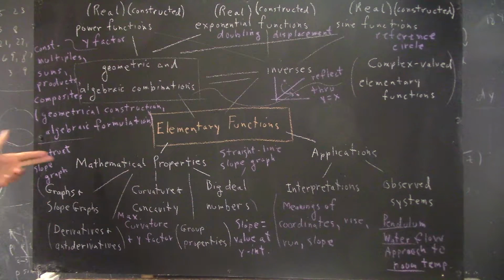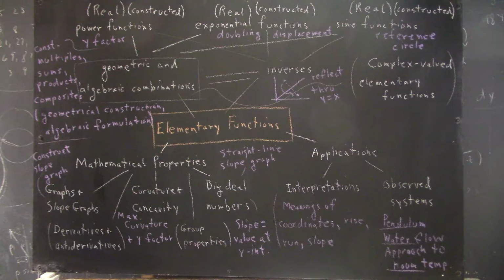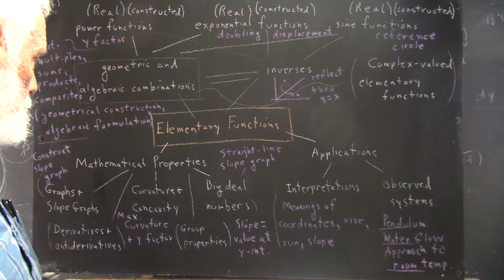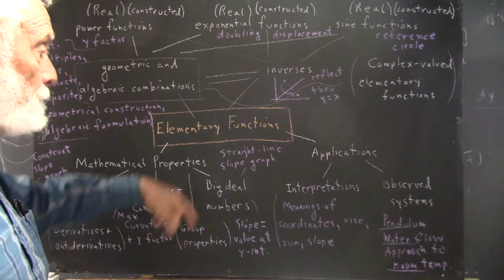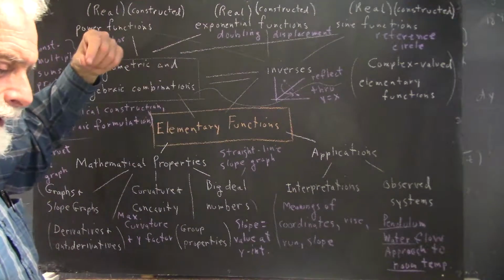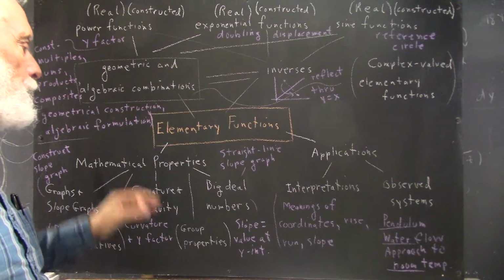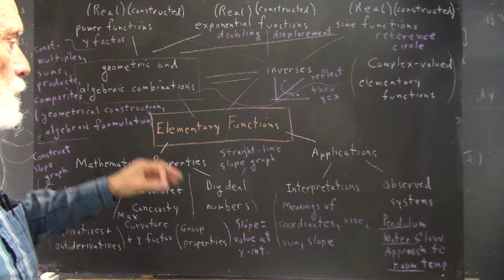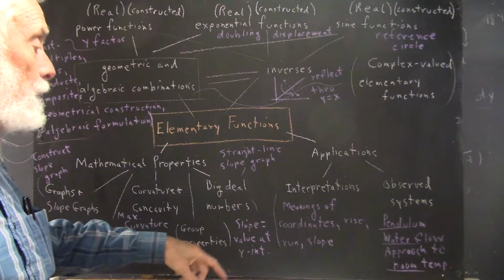With graphs and slope graphs, we learned to construct slope graphs. That's something nobody really had any problem doing, although it's somewhat tricky to do it with a lot of accuracy. We pursued a couple of big deal numbers. One, the number that is the y factor for a power function whose slope graph is a straight line.